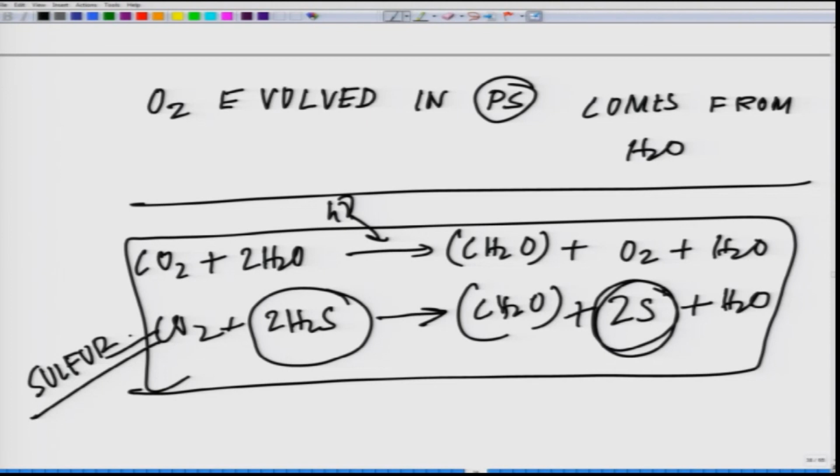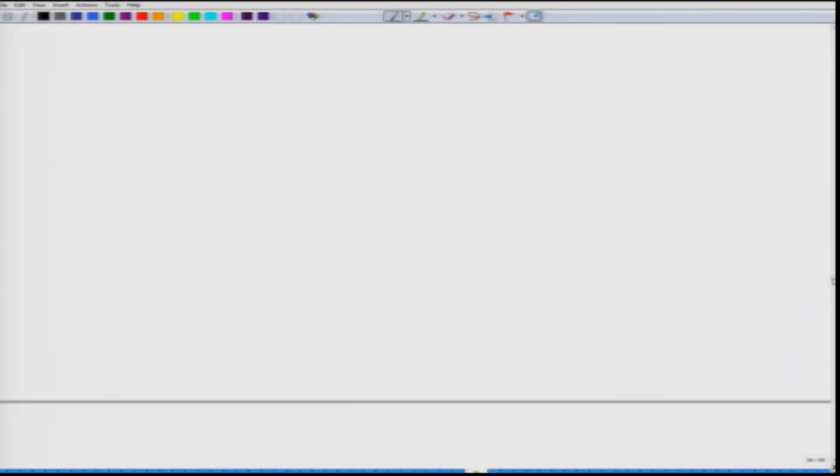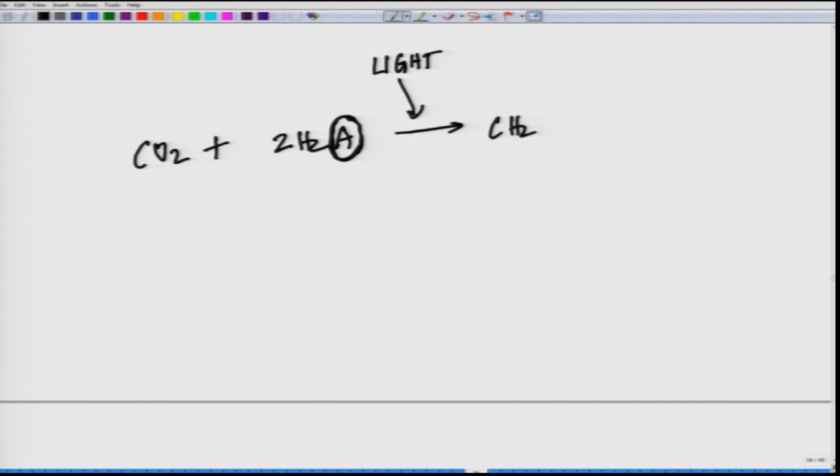The sulfur formed by photosynthetic bacteria is analogous to the oxygen evolved in plants. This is what the sulfur bacteria do. And Van Niel proposed a general formula for photosynthesis, which is like this: CO2 plus 2H2A, keep this A in mind, in the presence of light forming CH2O plus 2A, that A which is coming from that side, plus H2O.